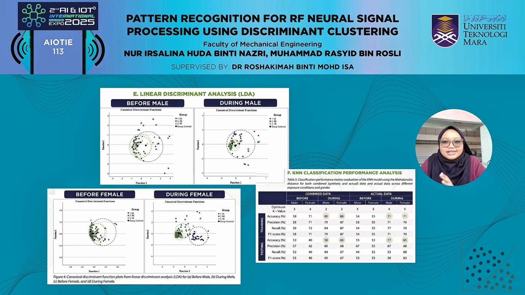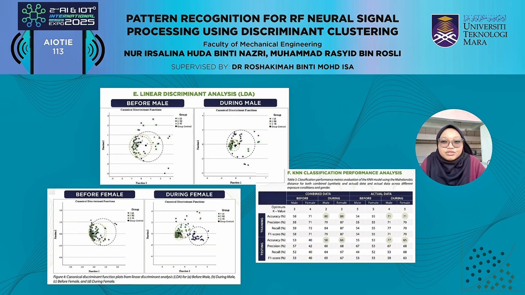And then I used KNN classification in MATLAB to classify brain activity under RF exposure. The data was split into 70% for training and 30% for testing, and I used Mahalanobis distance for better accuracy. I compared results using actual data only and the combined data. As you can see in the table here, for females during exposure, combined data give the best results.